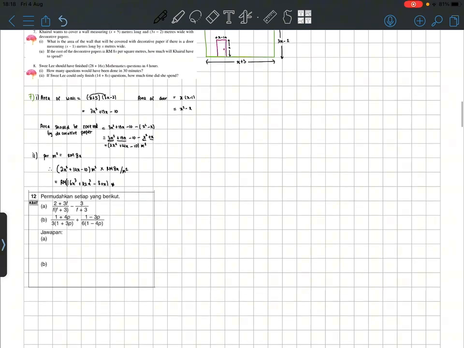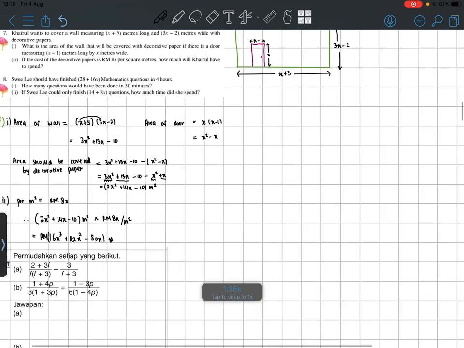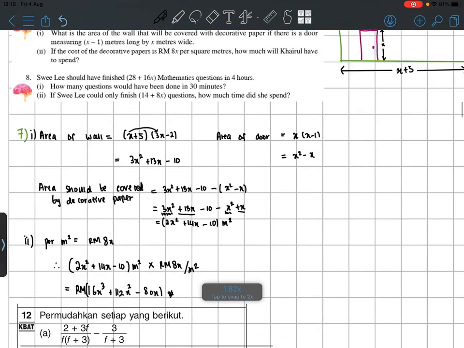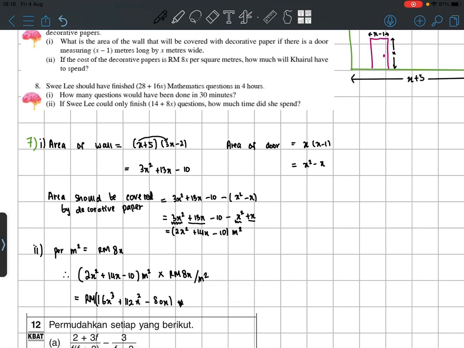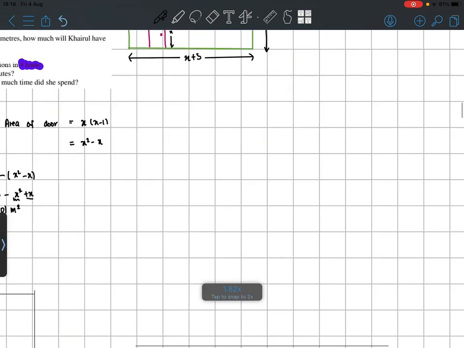Now we are going to continue on question 8. This is a HOTS question, so let's get started. Swilly should have finished this many mathematics questions in 4 hours. Question 1: how many questions would have been done in 30 minutes? It's very simple, I guess. So this is part 1.